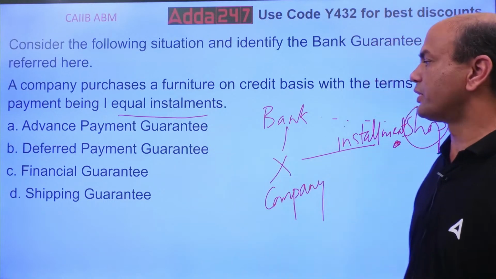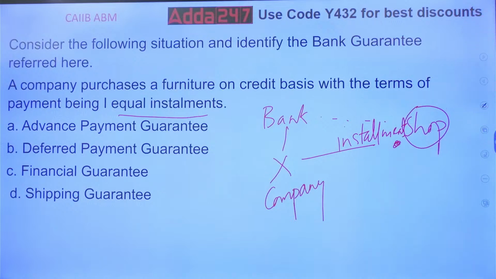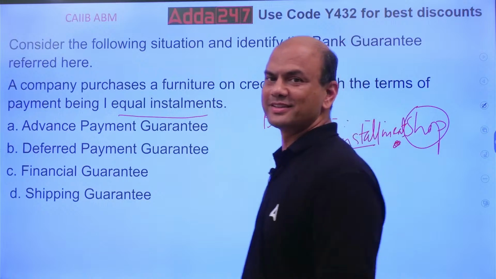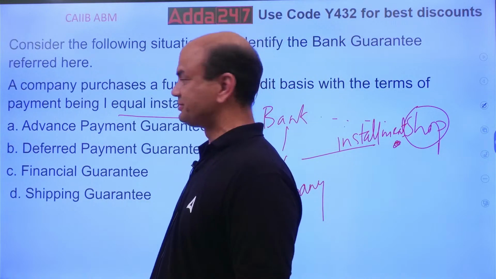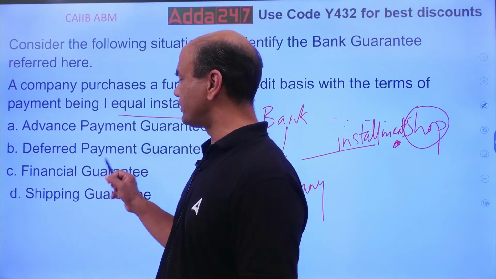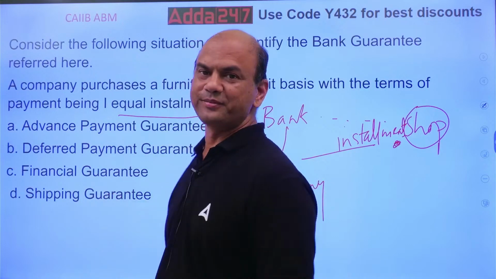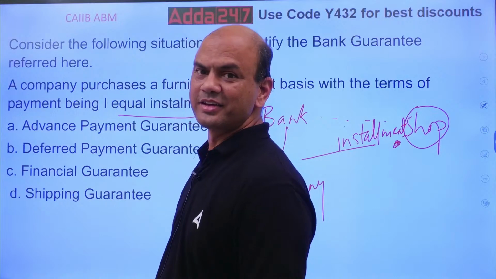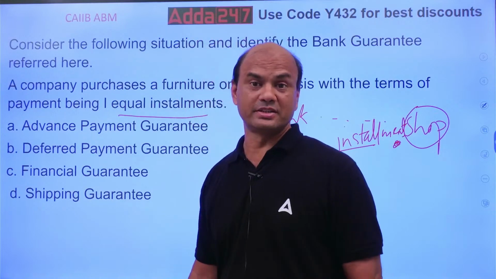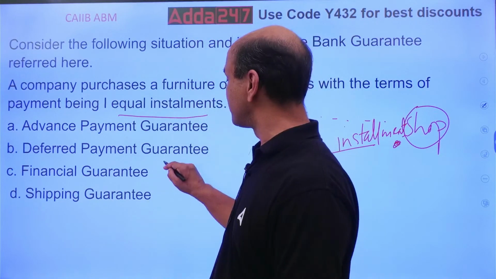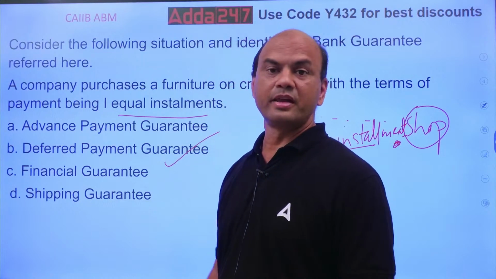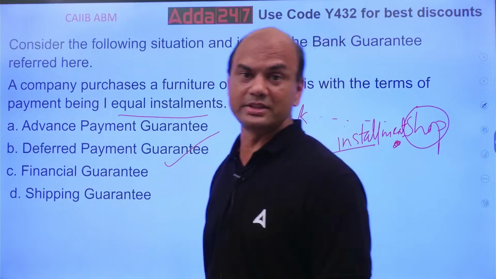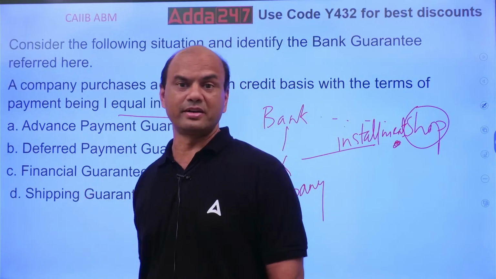Advance payment, deferred payment, financial guarantee, shipping guarantee. Which is it? Whenever payment is in installments, it is called a deferred payment guarantee. Whenever you are giving a guarantee for installments, it is called deferred payment. Got it?